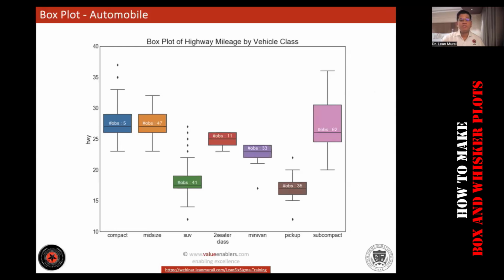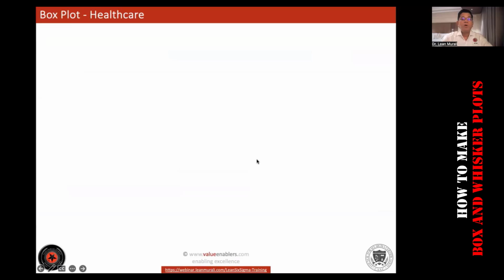That is very easy to find out, right? Here, SUV. All right, some people say pickup. Yeah, correct. Sorry, pickup is here. Pickup is the lowest here. Very true.